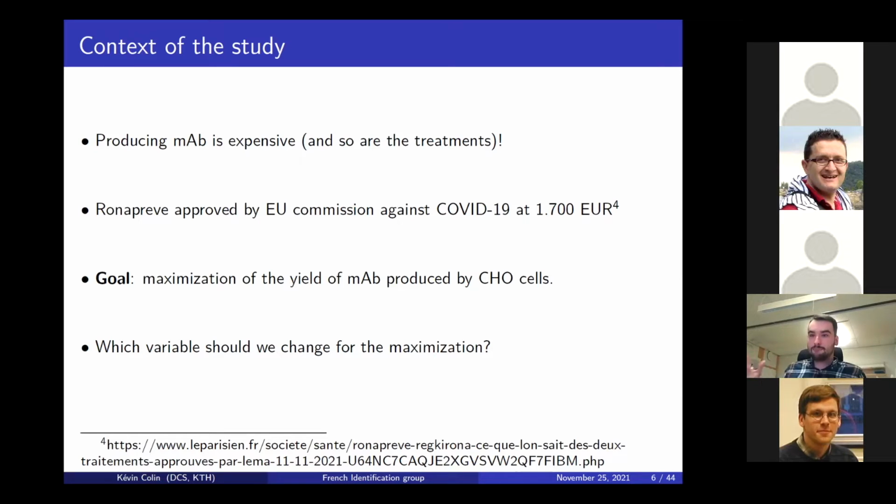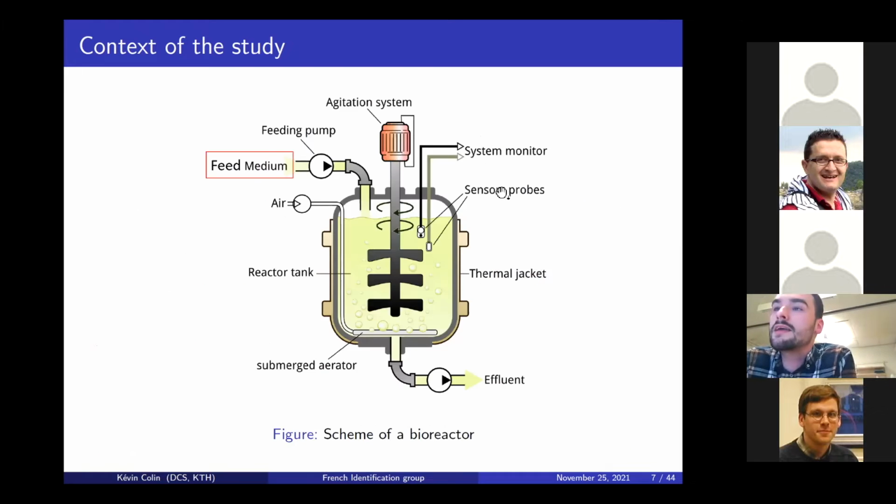So that's the idea here: in a bioreactor, we want to increase the productivity of the MAB. Since we want to do an optimization, the question is which variable should we change in order to perform the maximization? Here, what we are going to consider is the feed medium. We are going to try to find the optimal concentration of the chemical compounds inside the feed medium, so the sugar, the amino acids, and so on, such that the cells will produce the MAB at a maximum rate.